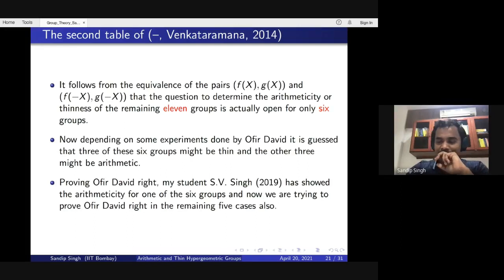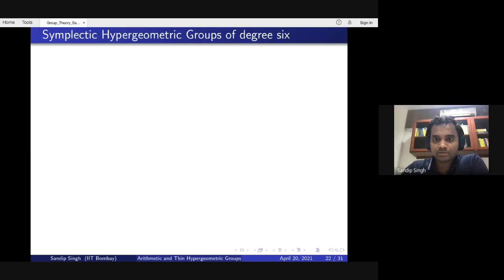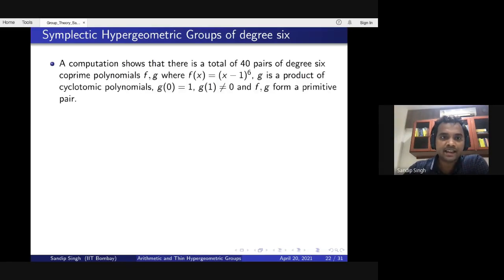Yeah, I'll tell. Maybe the next slide, whatever I've written, will make the method of our proof more clear. So let's quickly discuss these degree 6 cases, and there is actually motivation behind that. A computation shows that there is a total of 40 pairs of degree 6 coprime polynomials f, g, where f is (x-1)^6, g is a product of cyclotomic polynomials, g(0) is 1, g(1) is non-zero, and f, g form a primitive pair.